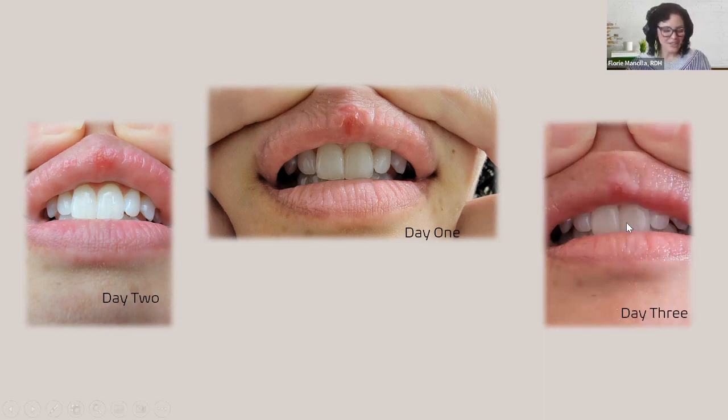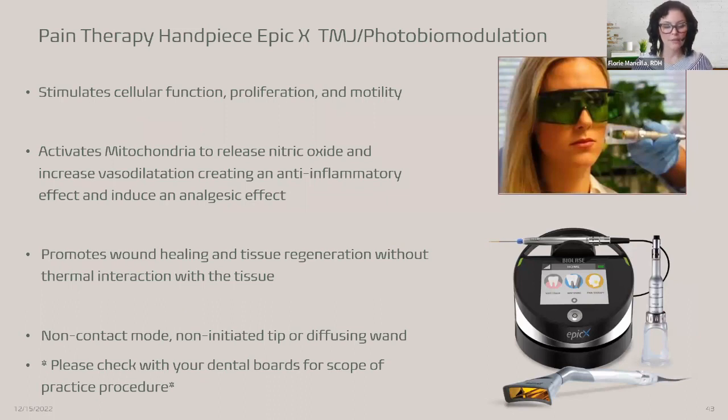So really look at your patient cases, look at their health history and see if they could benefit from something like this. Maybe it might not be cold sores, but it might be aphthous ulcers that they suffer from. So make sure you are taking a good intake of their health history.